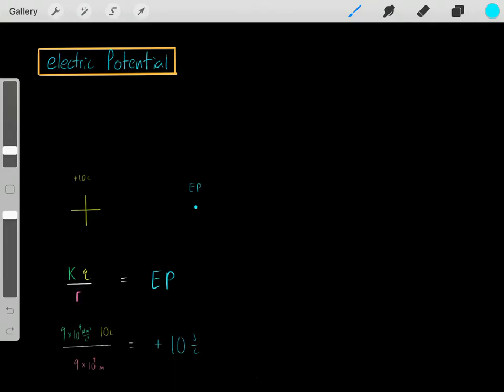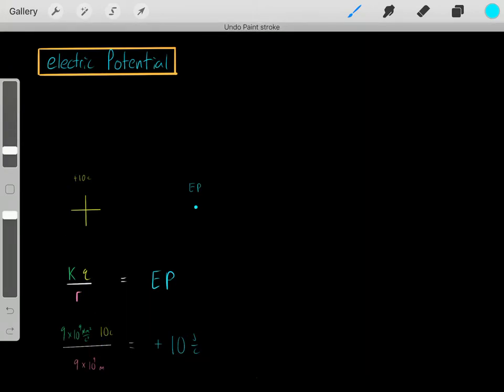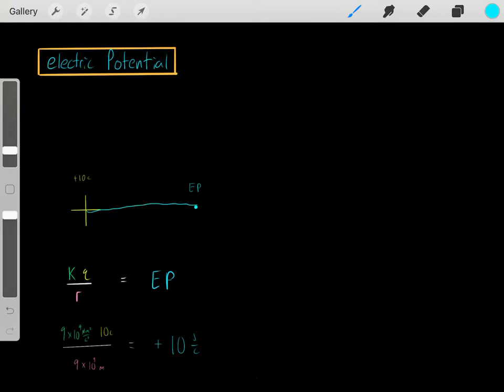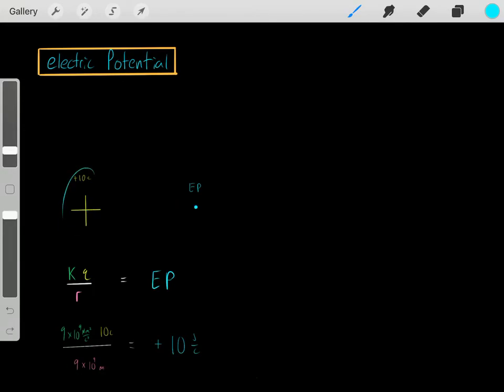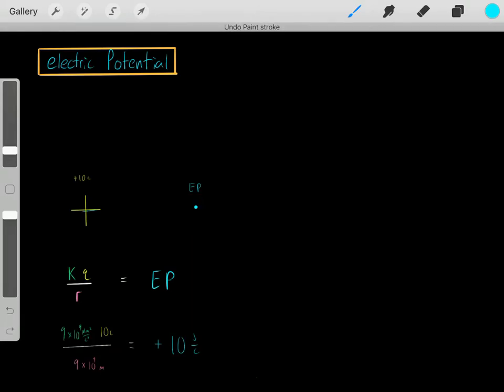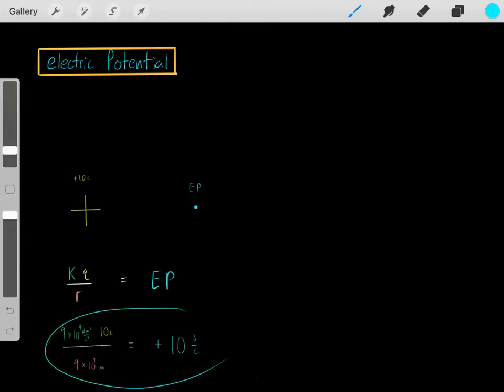So for example, maybe we have a positive 10 coulomb charge particle, and we're interested in the electric potential at this distance. Maybe this distance represents 9 times 10 to the 9 meters. So we have a positive 10 coulomb charge, and we're asking: what's the electric potential 9 times 10 to the 9 meters away? What's the electric potential at this particular location? Again, we just simply use this equation.